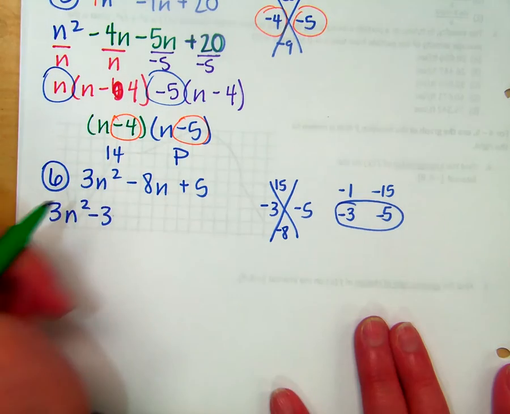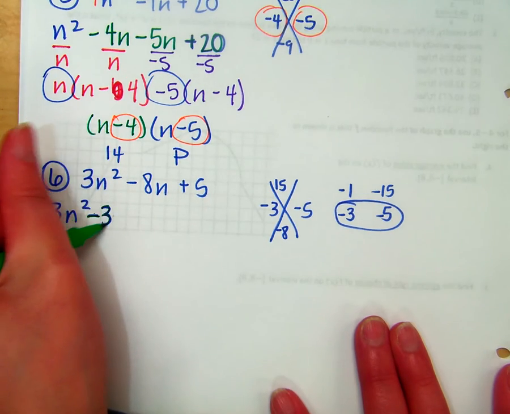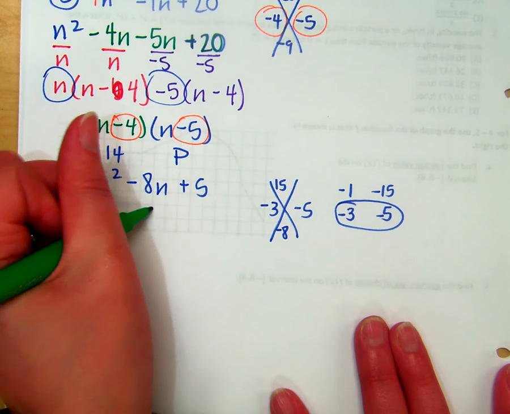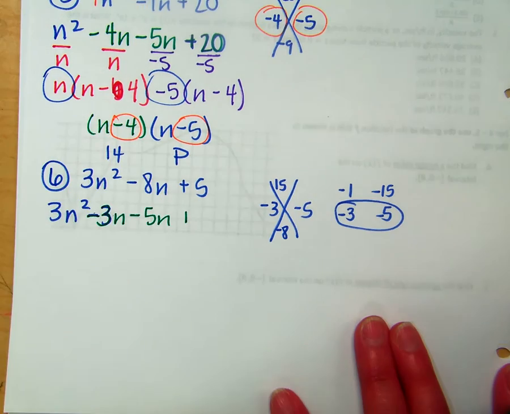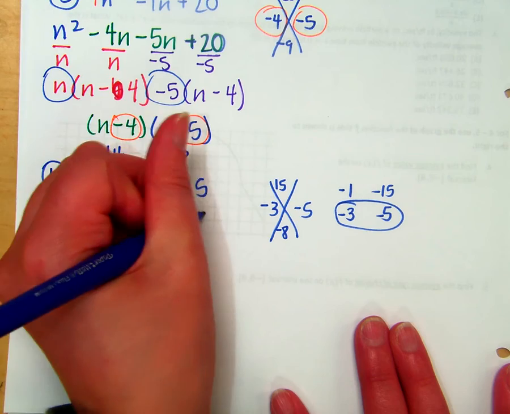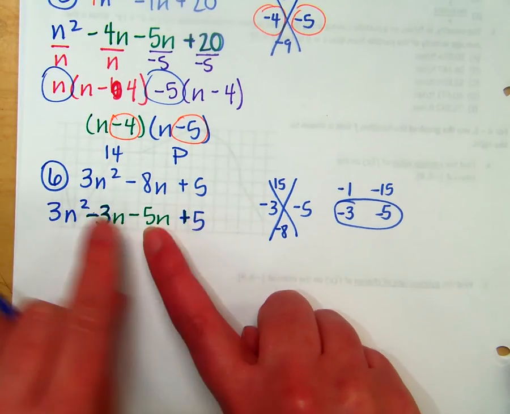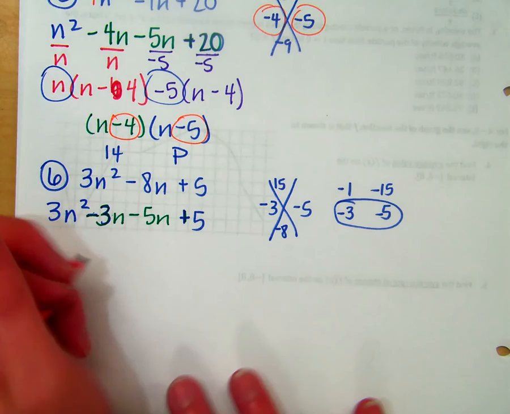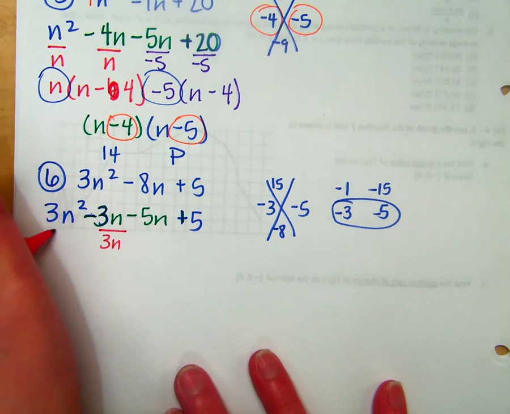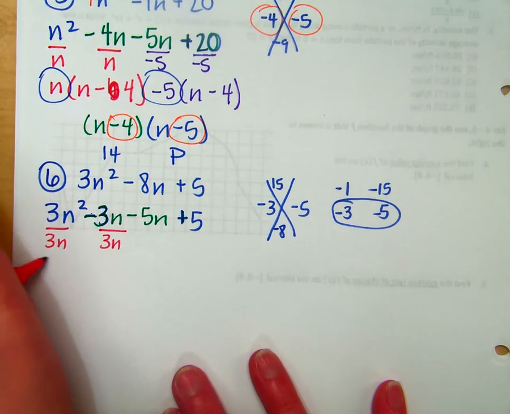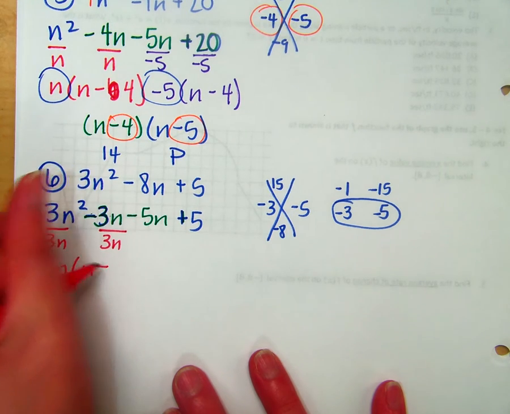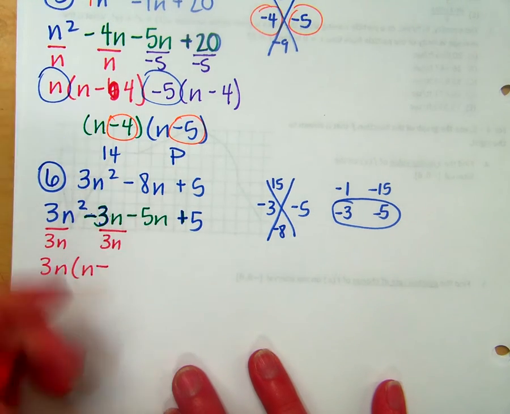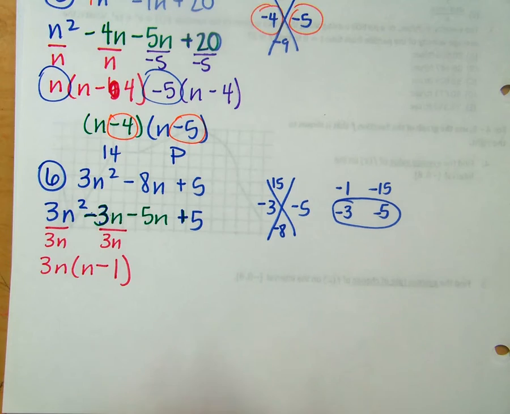Oops, doing my colors wrong again. So I got 3n squared minus 3n minus 5n, and then plus 5. So these two came from here, and these two came from over here. So I divide by 3n on both of those. So I'm left with 3n and n minus, if everything cancels out, we have to put something there, so we put a 1.